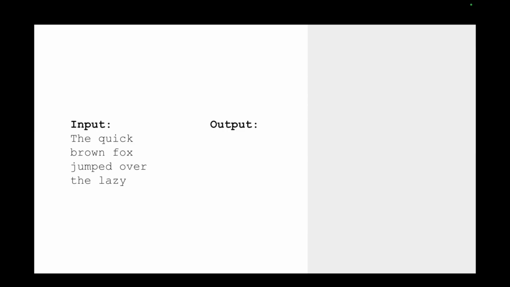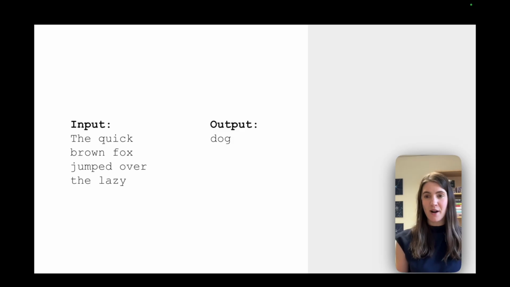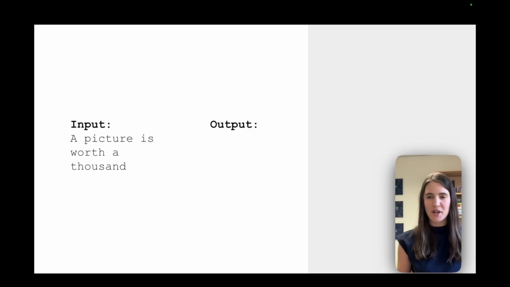So let's do that together here. If my input is the quick brown fox jumped over the lazy, what's the next word? Dog. Yeah, I think collectively in our heads, we have probably all said dog there. Let's try another one. A picture is worth 1,000 words. Why did you say those in both of those cases? Because you've seen it a bunch of times, right? You've seen it over and over. If you were taking any typing class, you probably had to type the quick brown fox jumped over the lazy dog 1,000,000 times. And similarly, you've probably heard this phrase, a picture is worth 1,000 words, many, many times.